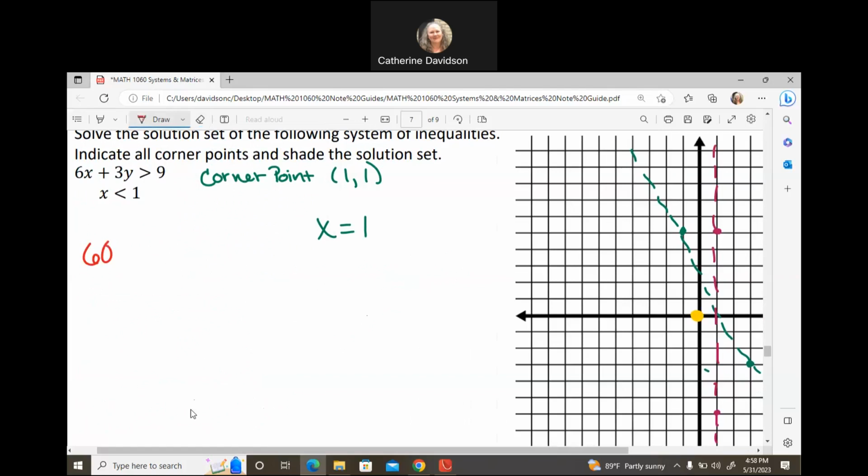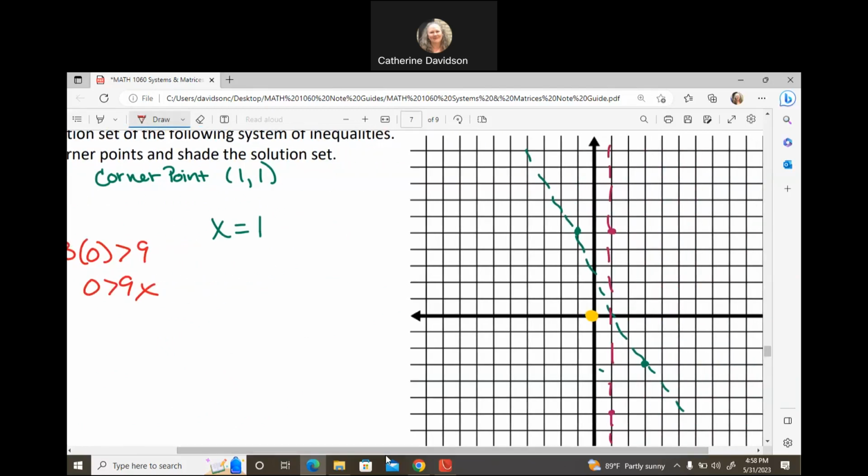So let's plug in 0. Zero greater than 9? Nope. So we're not going to shade in this area. All right, let's pick another spot.